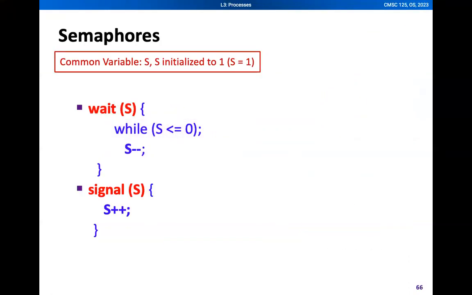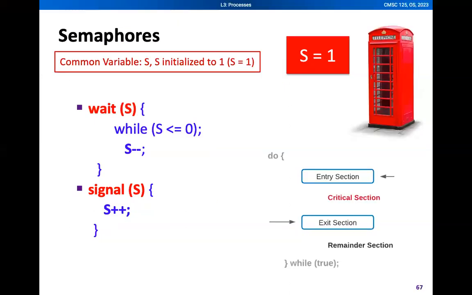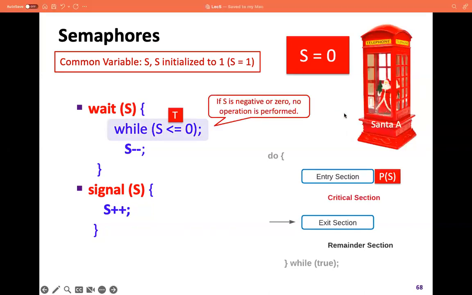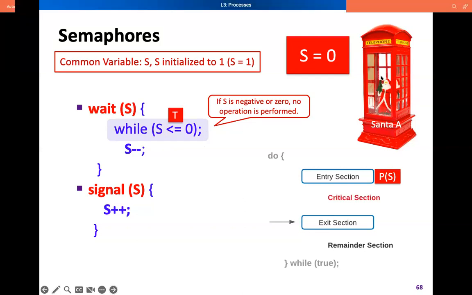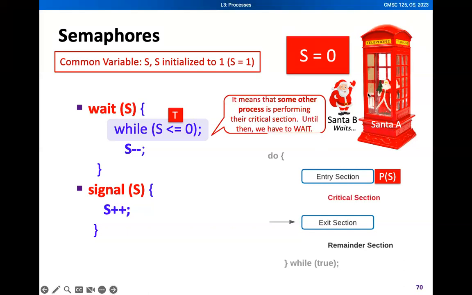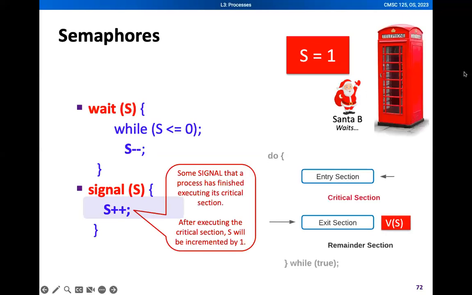Going back here, if S is equal to 1, that means that the telephone booth is available. And while S is less than or equal to 0, meaning this telephone booth is not available, or we don't have any resource that is available, we have to keep on waiting, and this loop will continue looping. Santa B will have to wait since we don't have any available resource. And Santa A has left.